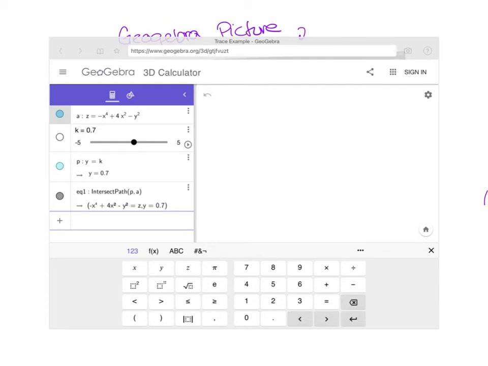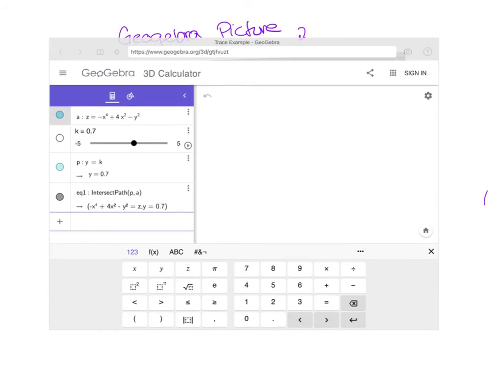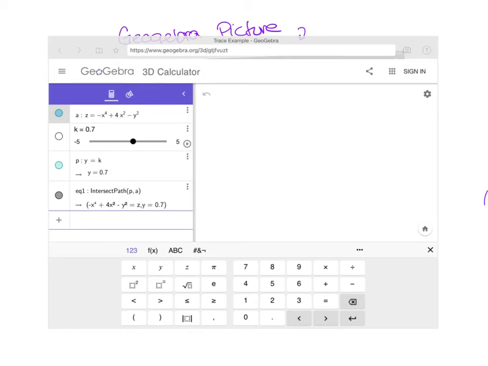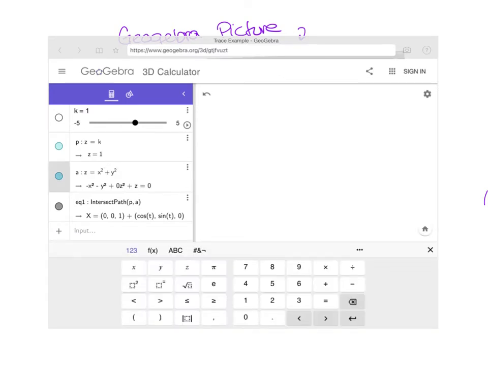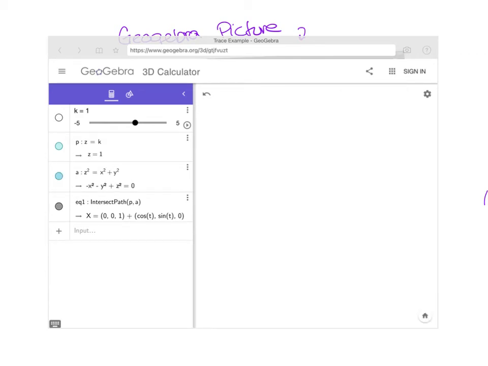And I can compare that to the cone. We can change this to the equation of that cone. We'll change that z to a z squared, and we'll say z squared is equal to x squared plus y squared. Hit enter. Can zoom that out to see that cone.